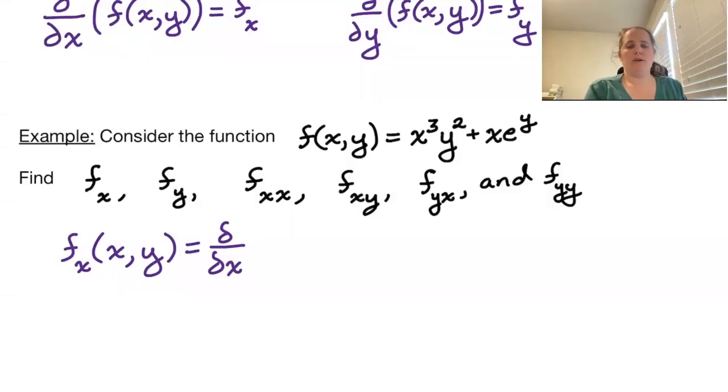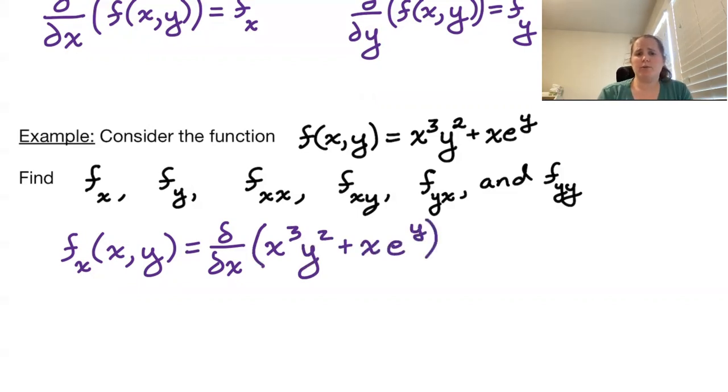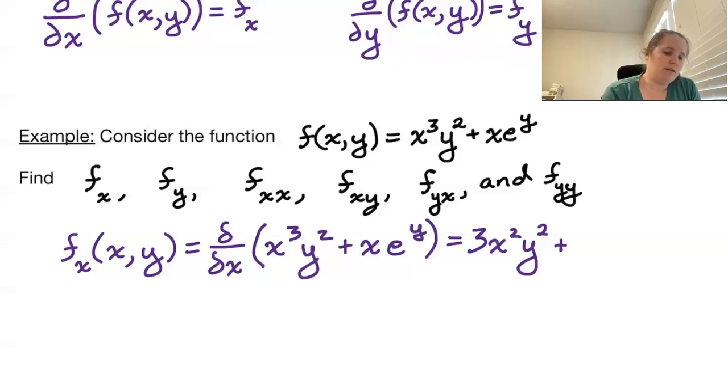Right. So to find the partial derivative with respect to x, again, we're taking the partial derivative with respect to x of x cubed y squared plus x e to the y. When we take this partial with respect to x, we treat y as a constant. So we would have 3x squared, and then y squared just comes along for the ride as if it were a constant. Derivative of x is 1, and the e to the y just comes along for the ride as if it were a constant.